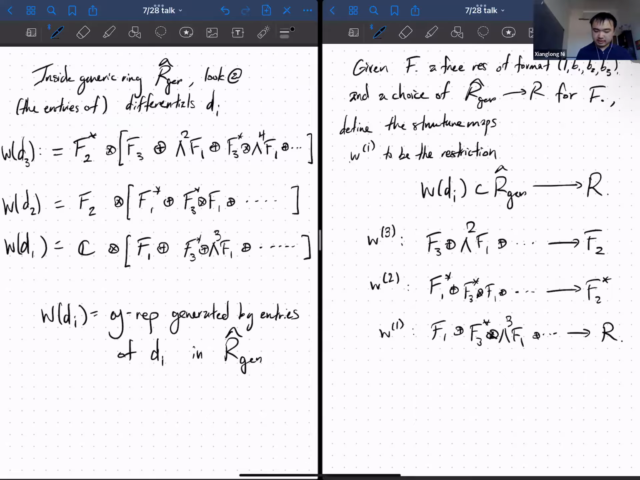Okay. So now the question is, I'm going to try and sell these structure maps to you. I'm going to convince you why you should care about these structure maps. The first two maybe don't need convincing, right? In the bottom piece, you see the differentials. Of course, we care about those.